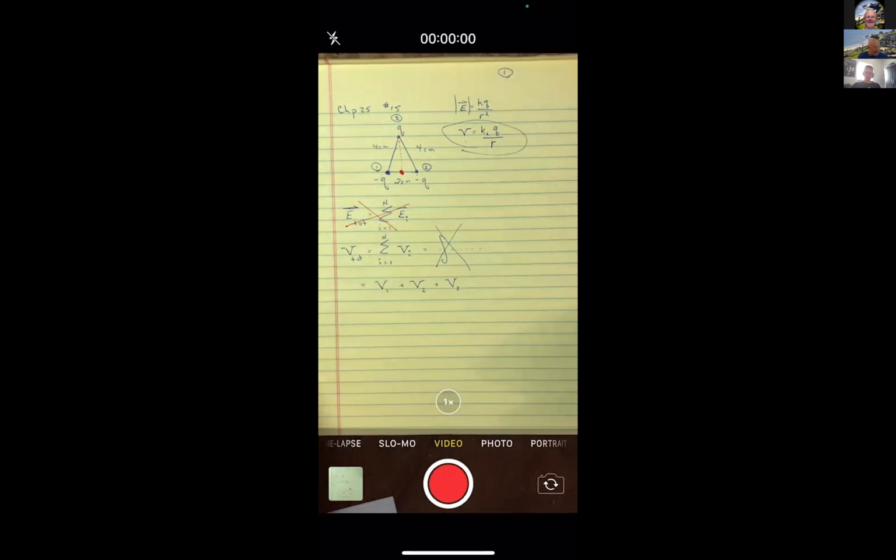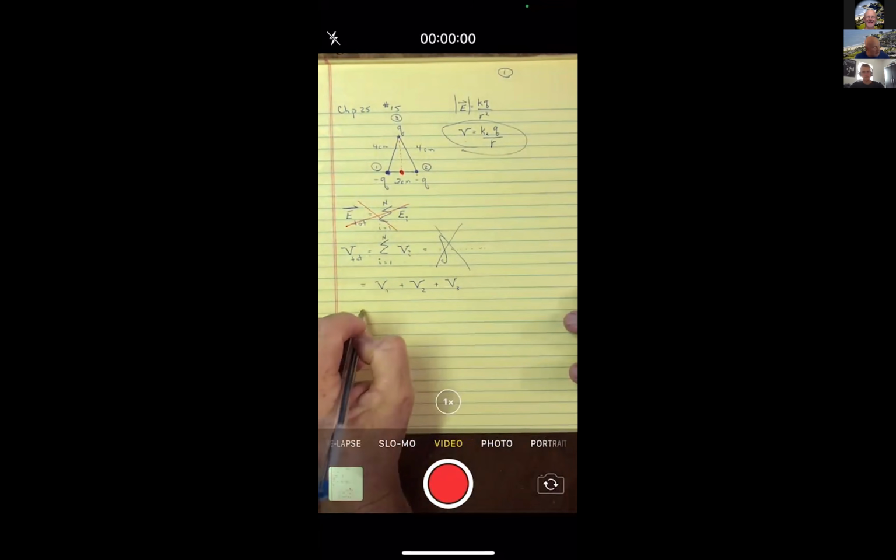And so we're following that exact same pattern that we did in 121. Now we're doing it again, but of course, our fields and our potentials are electrical in nature instead of gravitational in nature. All right, so I'm going to add these together.